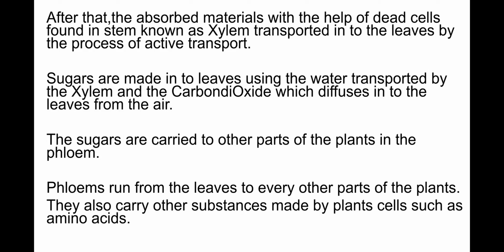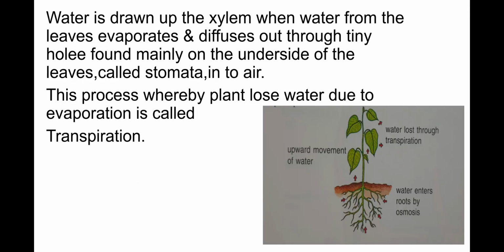So, sugars are made in the leaves using the water transported by the xylem and the carbon dioxide which diffuses into the leaves from the air. The sugars are carried to other parts of the plant in the phloem. Phloem runs from the leaves to every other part of the plant. They also carry other substances made by plant cells, such as amino acids.